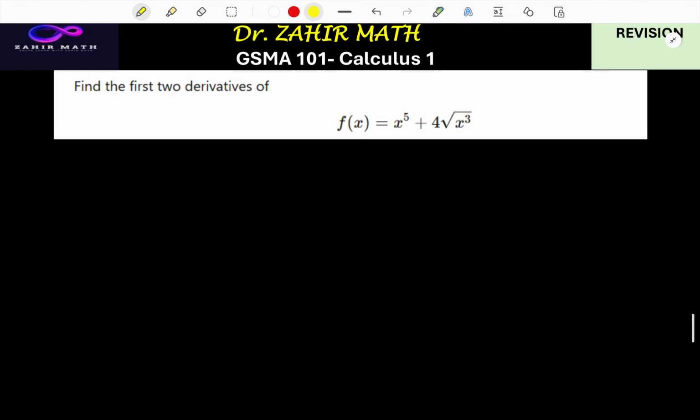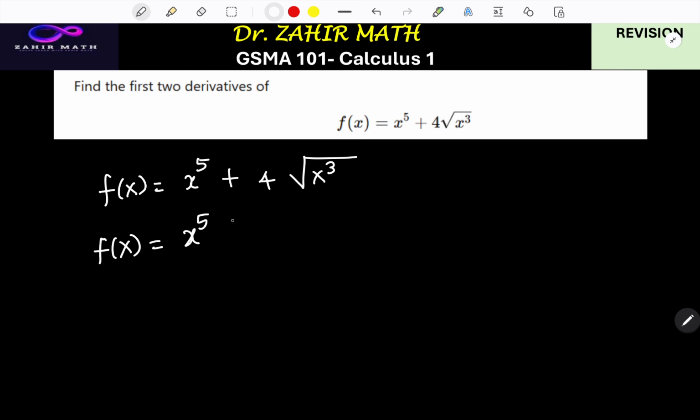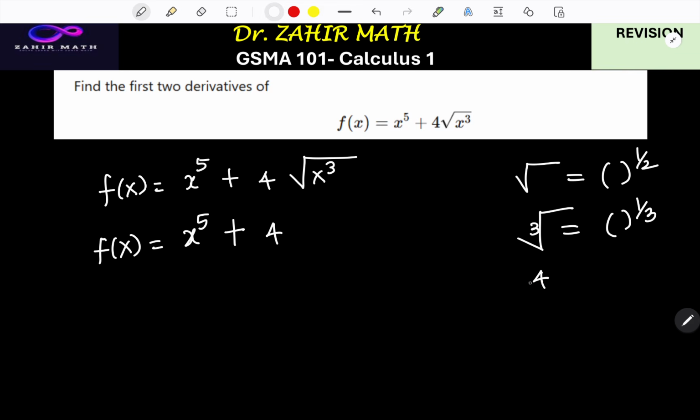Find the first two derivatives. Two derivatives they are asking. So f of x is equal to x power 5 plus 4x power 3. I'll write this in a good format because of the cube root and the square root. You know that square root is power 1 by 2, and the cube root is what? Power 1 by 3, right? And if the number is 4 inside, it will be power 1 by 4, right? All these things you studied in prep year or in school, right? So this one I can write it as how?